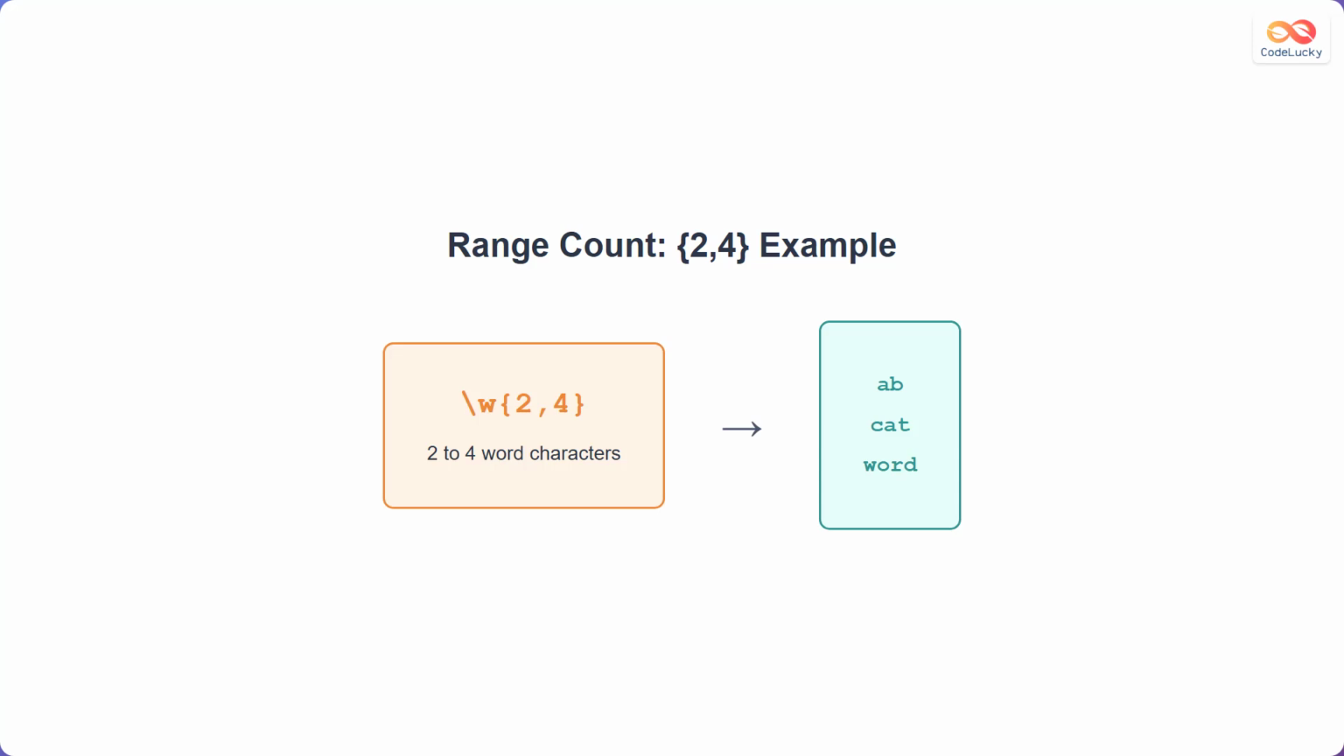Here's an example of using the range count quantifier. The regular expression \w{2,4} matches between 2 and 4 word characters. The \w represents any word character, which includes letters, numbers, and underscores, and {2,4} specifies that we want between 2 and 4 of them. This pattern will match ab, cat, and word. It will not match a or words.